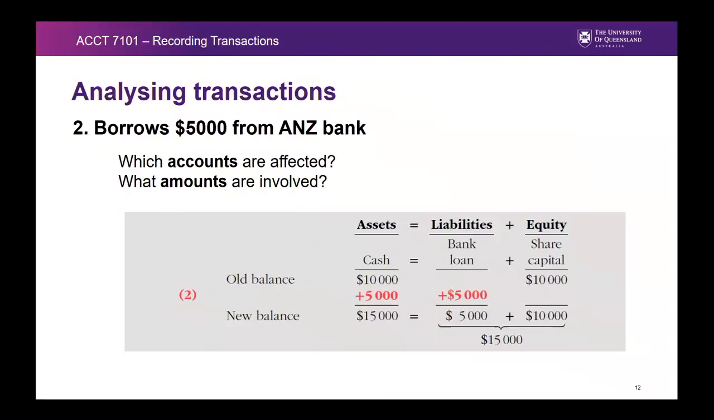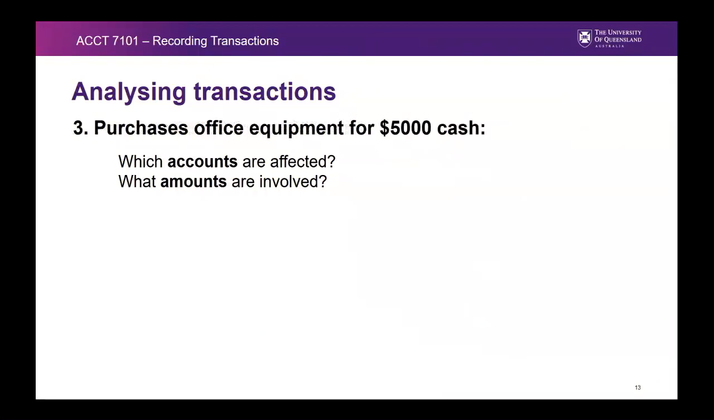Okay, any questions on that? Let's have a look at another transaction. We've purchased office equipment for $5,000 cash. So again, which accounts are involved and how much do we record?